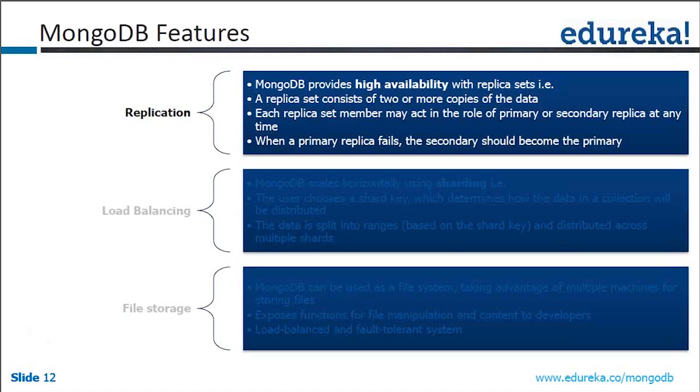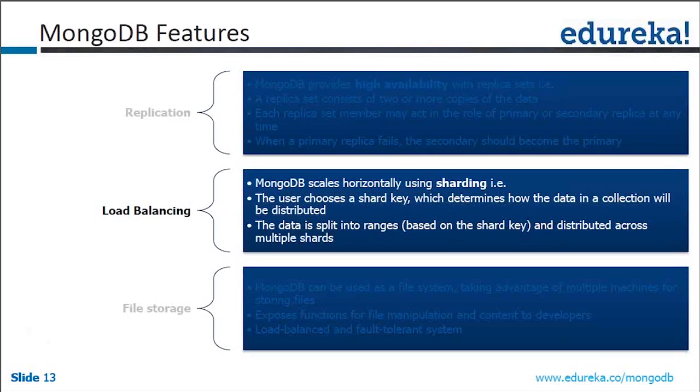Correct. There will be some downtime, say for example 10 to 30 seconds, to elect the new primary among the other secondaries, but it is automated. So as far as replication is concerned, MongoDB provides a replica set with a primary-secondary architecture. The moment the primary goes down, another secondary will become primary automatically. That's how replication works.